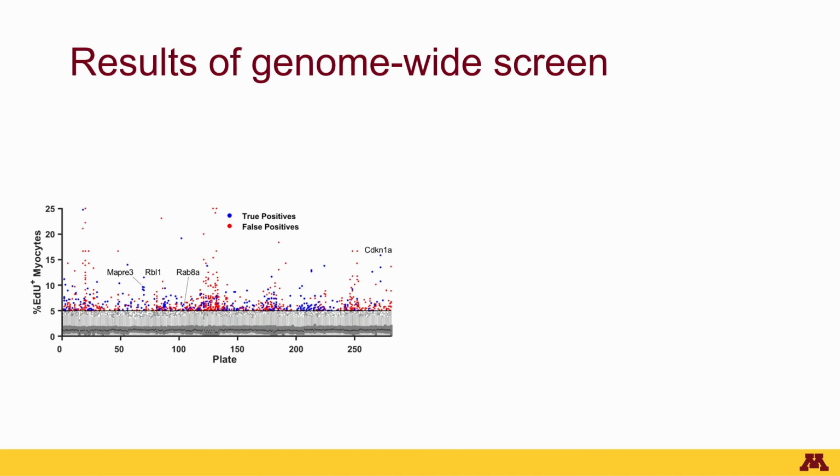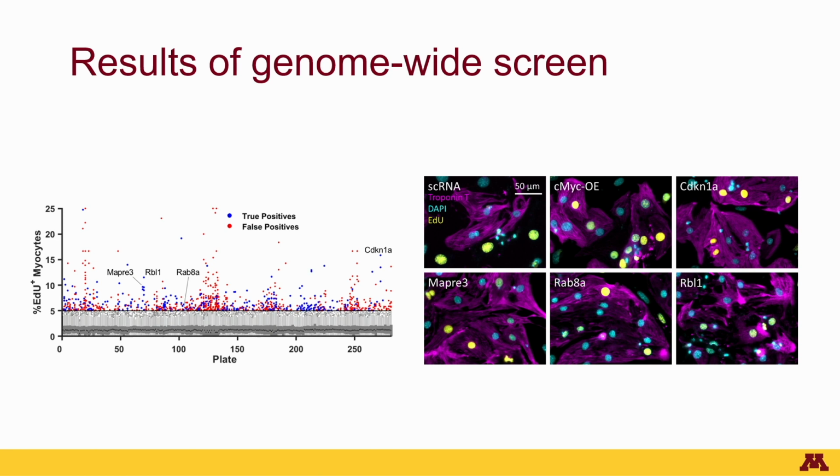So there was verification done for all the potentially positive hits by eye to make sure that indeed the algorithm called it correctly, and only the blue ones are true positives. So here's an example of the negative control, the scrambled RNA, the positive control, the MYC overexpression, as well as 4 hits coming out of the screen.